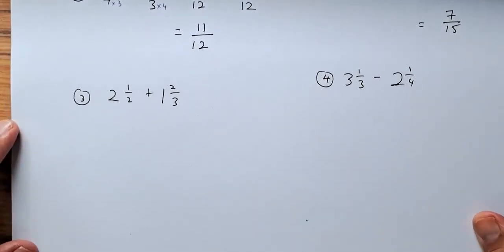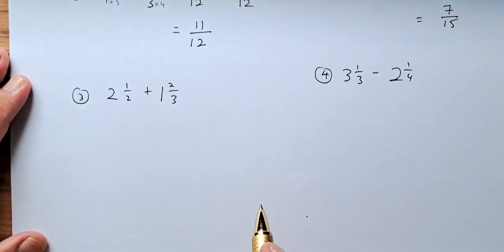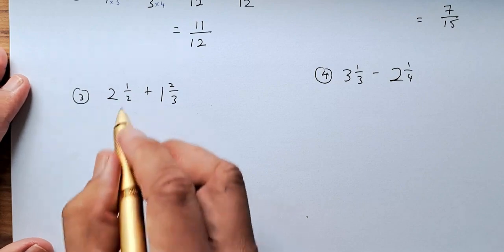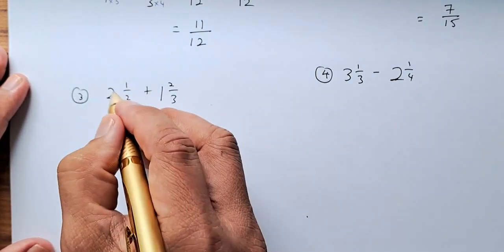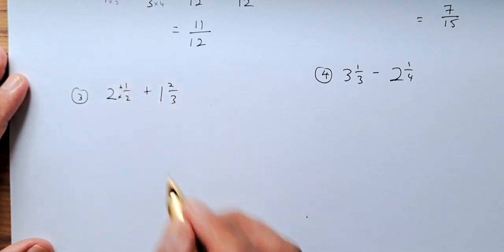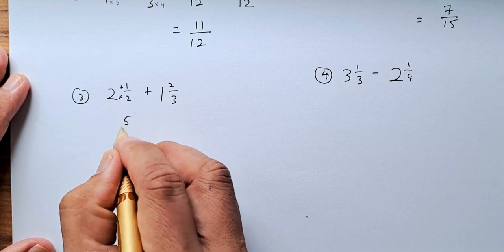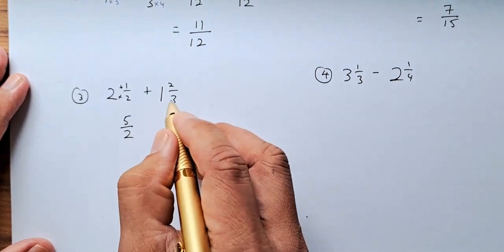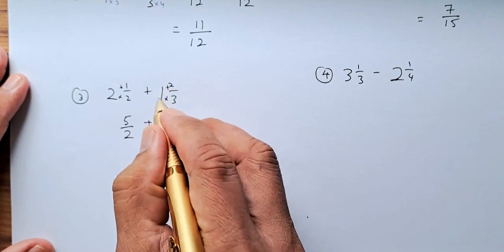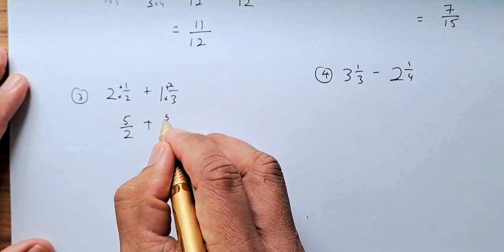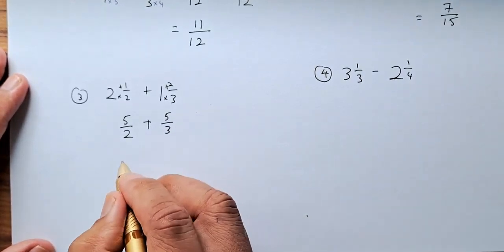It is slightly different. Mixed number fractions: 2 1/2 plus 1 2/3. The first thing you need to do is convert these mixed numbers into improper fractions. To do that, you take 2 times 2 plus 1. So 2 times 2 is 4, 4 plus 1 is 5. So you're going to get 5 over 2. And 1 2/3 is going to be 3 times 1 plus 2. So 3 times 1 is 3, plus 2 is 5. It's 5 over 3.